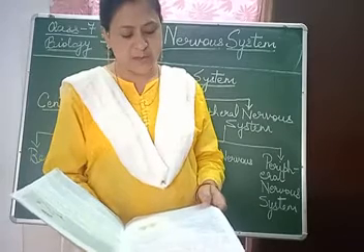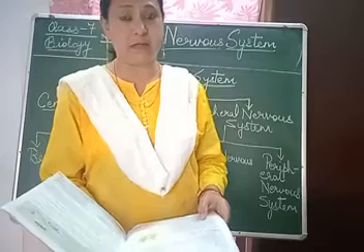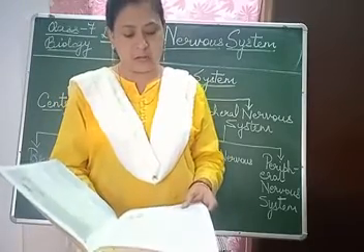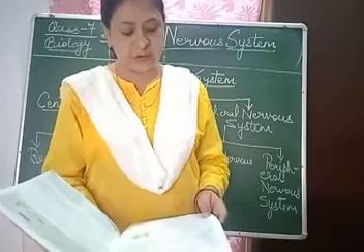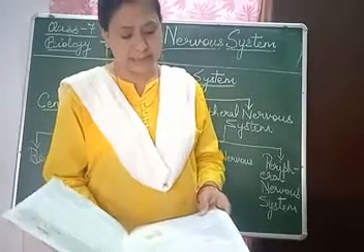Pairs of spinal nerves arise from the spinal cord. How many? Underline it. 31 pairs of nerves are going from the spinal cord. These are mixed nerves because each contains both sensory and motor axons.